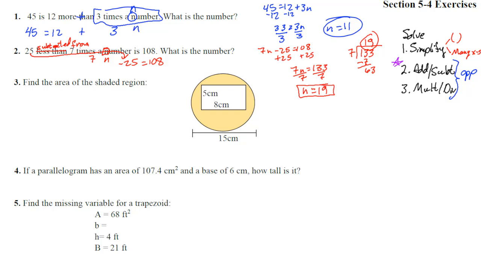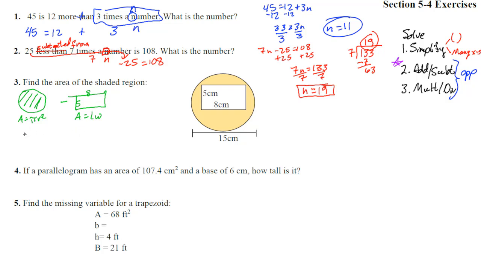Good. Number 3. Find the area of the shaded region. Now, you know the shaded area here is the circle sucking out the rectangle. So we're going to have the area of the circle, which is all of this, where area equals pi r squared. We're going to subtract out that rectangle inside, which is a 5 by 8, whose area is length times width.